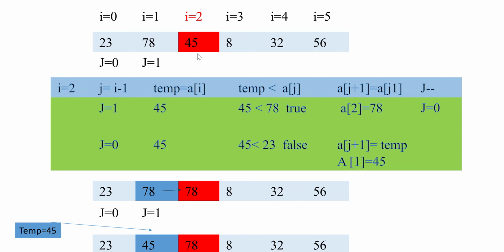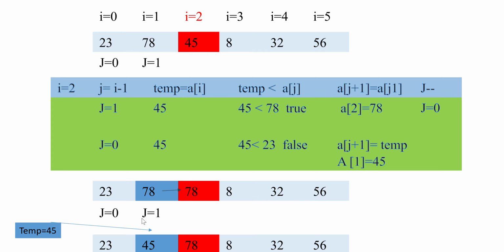So you see here i equal to 2, 45 is less than 78, move 78 to the right, but 45 is not less than 23. So 23 remains in the 0th index and 78 remains in the second index. Here in the first index you have the space. Now 45 is inserted here. You see here, last line, 78 is moved to the second position. 23 will be in its own position.